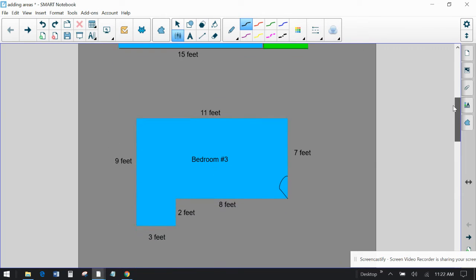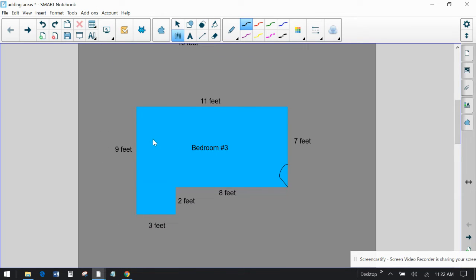Now, realistically, bedrooms are not just shaped like rectangles, they're actually more rectilinear shaped rooms because of a closet. This space right here, maybe there's a closet door right here over in the corner. So this is what a bedroom would typically look like.